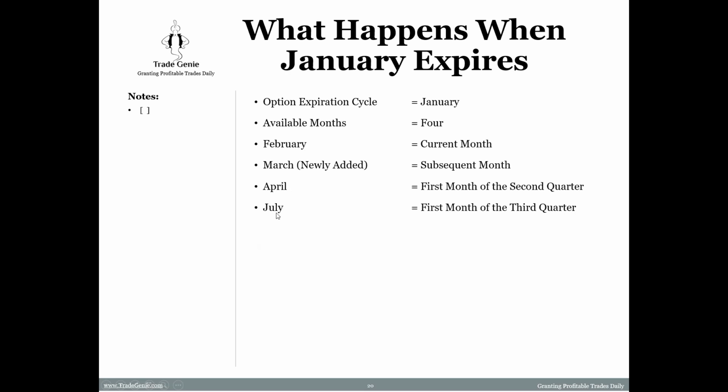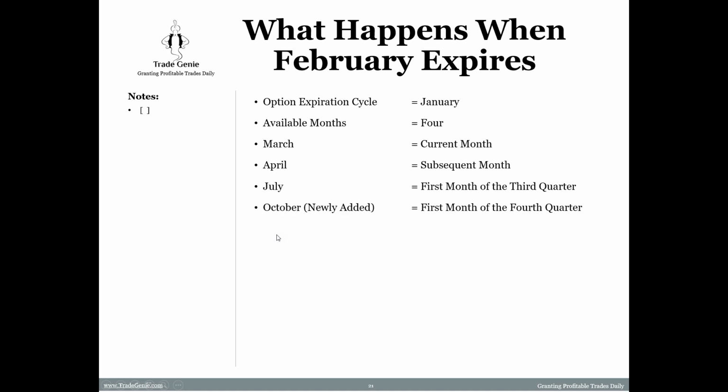So which month is added after July? October will come. March becomes the current month because February expires. April is the subsequent month, which is already there. July is the first month of the third quarter, which is already there. Now we need the first month of the fourth quarter. So October will be added when February expires, if the option belongs to the January cycle.